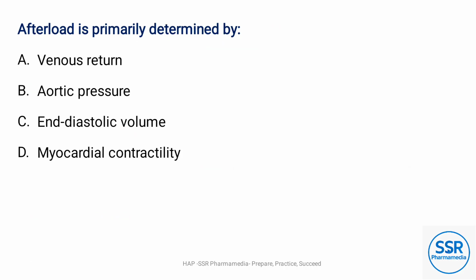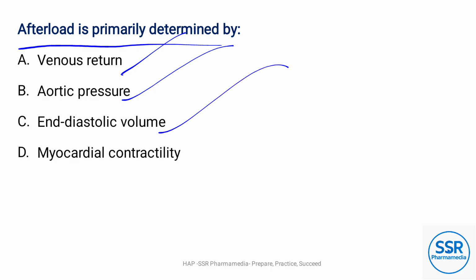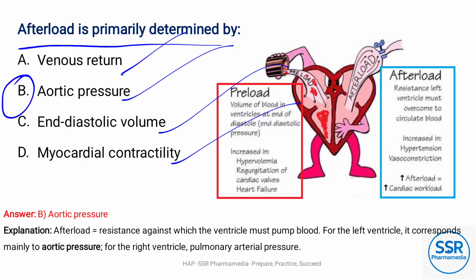Next, afterload is primarily determined by: option A, venous return; option B, aortic pressure; option C, end diastolic volume; option D, myocardial contractility. The answer is option B, aortic pressure. Afterload is the resistance against which the ventricle must pump blood. For the left ventricle, it corresponds mainly to aortic pressure. For the right ventricle, it is pulmonary arterial pressure.